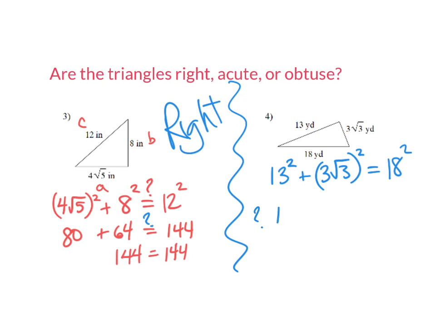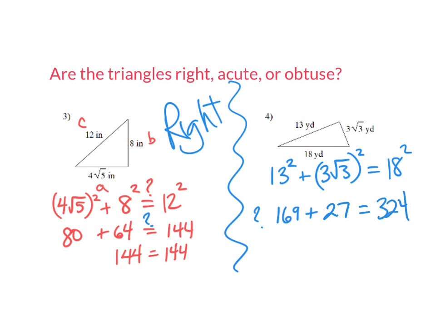All right, 13 squared is 169 plus. Now, hopefully you got this one right. This is the tricky part. If you square 3, you get 9. And square the square root, those just cancel. So you're left with this 3. So you have a 9 times a 3. That's 27. Did you get 27? Equals 18 squared. I don't know that off the top of my head. I should. 324.